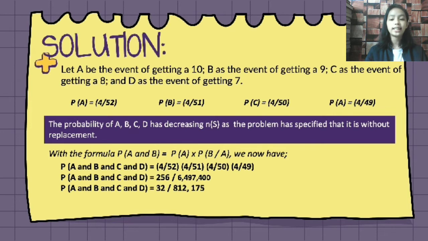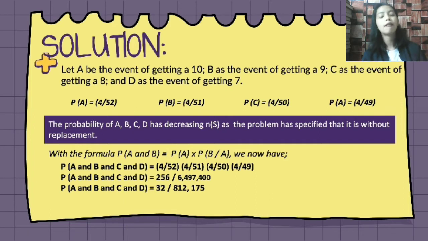Probability of C is equal to 4 over 50, as there are 4 8 cards in a deck and 50 as our sample space since we've already drawn 2 cards from the previous events A and B. Lastly, the probability of event D is 4 over 49, since there are 4 7 cards in a deck and 49 as our sample space because we've already drawn 3 cards from the previous events.